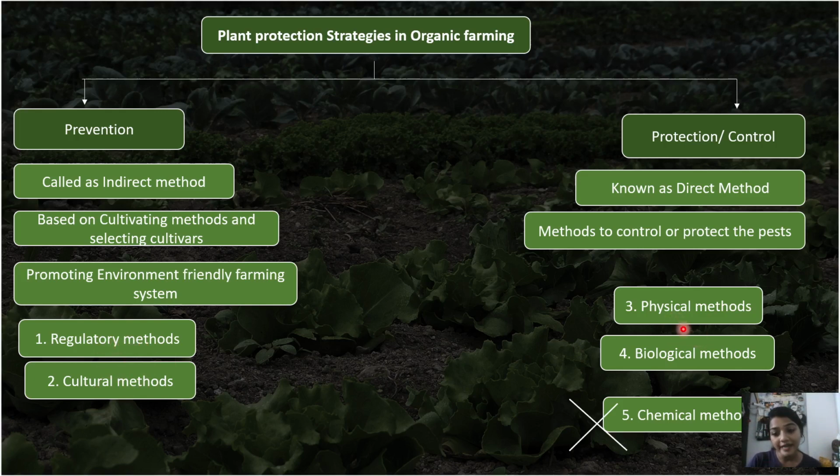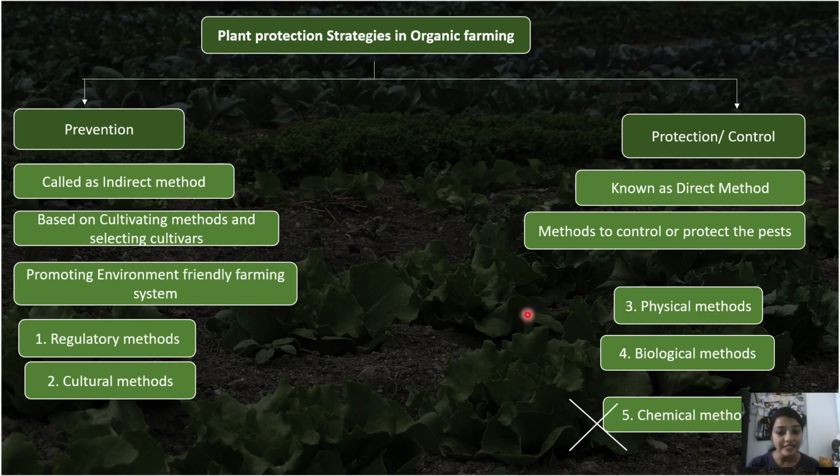Now the rest 3 methods, the physical methods, the biological methods, and the chemical methods, these 3 are methods that are utilized when your produce or your field is already infected, and now you want that infected thing to be removed from your produce. You want those infections to be eradicated from your field. During that time, these methods are often useful. These are physical, biological and chemical methods.